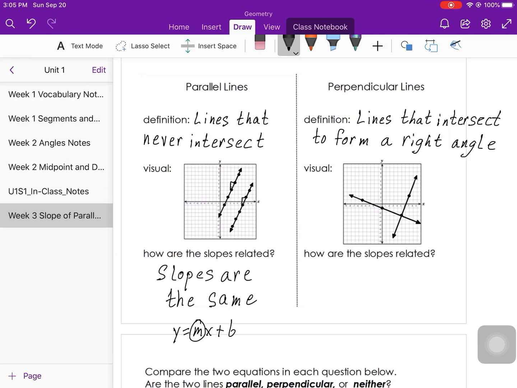So if you look down here, here's the visual representation. It creates a right angle in every single spot, but they intersect exactly at a right angle. Now, their slopes have an interesting relationship. They are what is called opposite reciprocals.